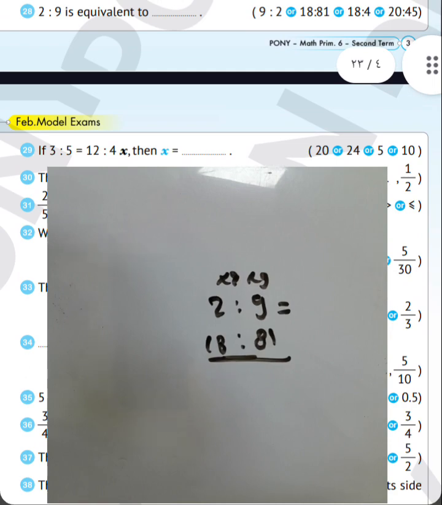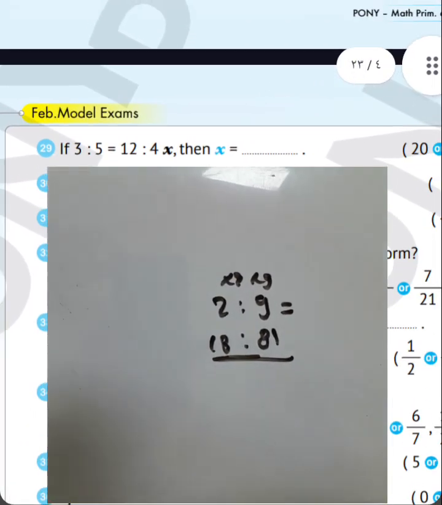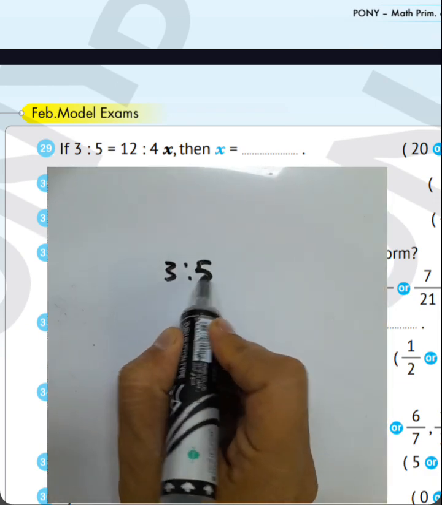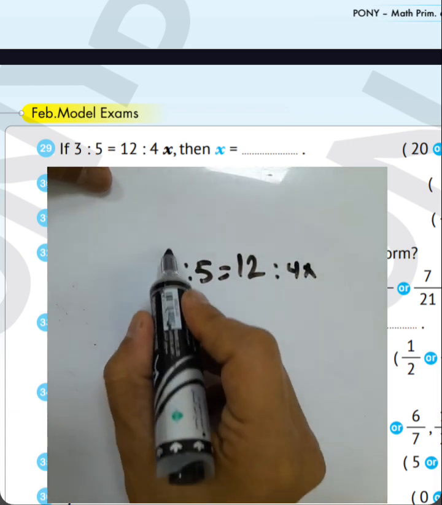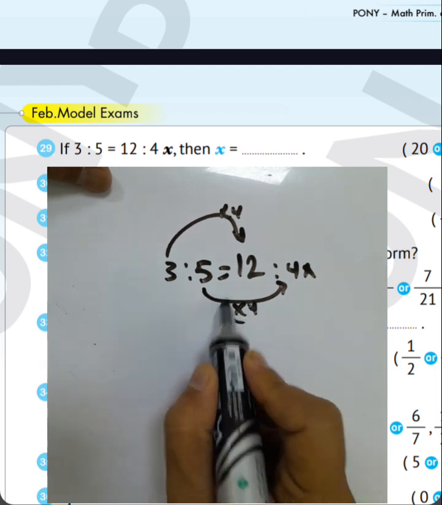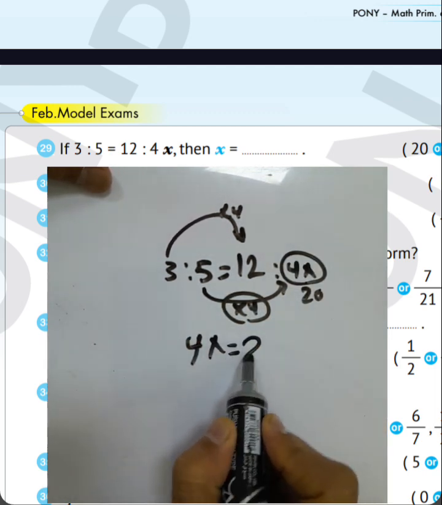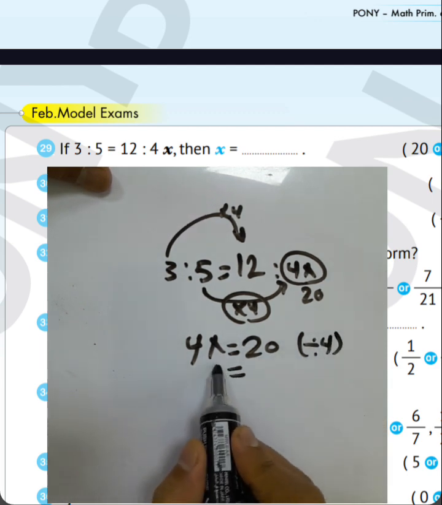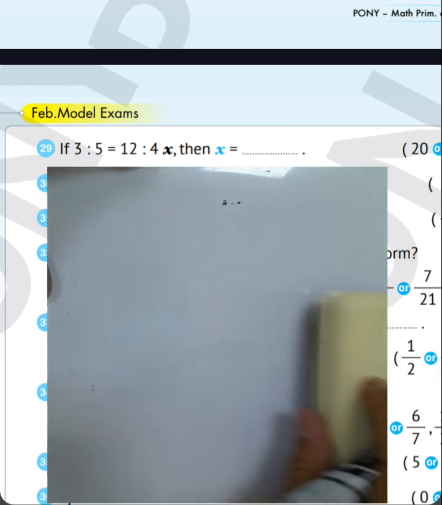Question 29. If 3 to 5 is equivalent to 12 to 4x, then x equals what? We have the ratio between 3 and 5 equivalent to 12 to 4x. We know 3 multiplied by 4 equals 12, and then 4 times 5 equals what? Equals 20. Then 4x will be equal to 20. We can divide by 4 to find the value of x. 20 divided by 4 equals 5, and the value of x will be 5.